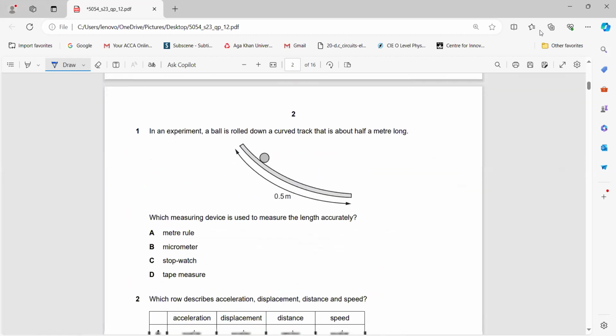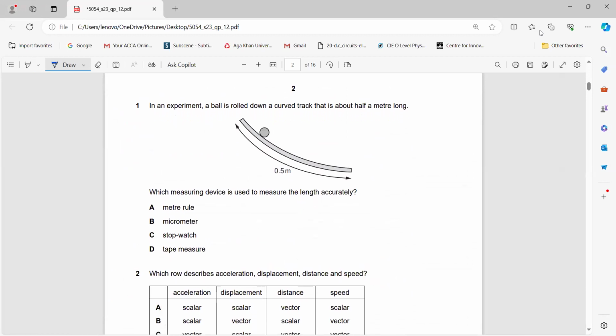It says in an experiment, a ball is rolled down a curved track that is about half a meter long. That is less than 1 meter, and less than 1 meter is a meter rule. But because it's a curved track, I'm not going to use a meter rule. I'm going to use a tape measure, because a tape measure can bend around objects, right?